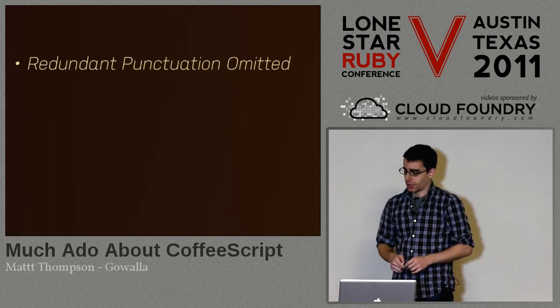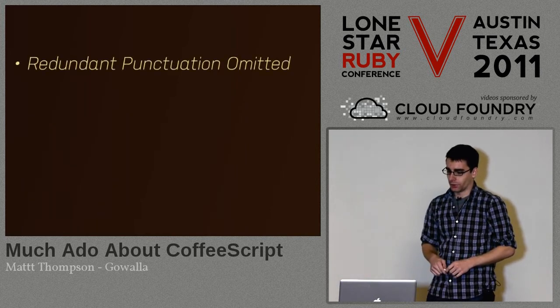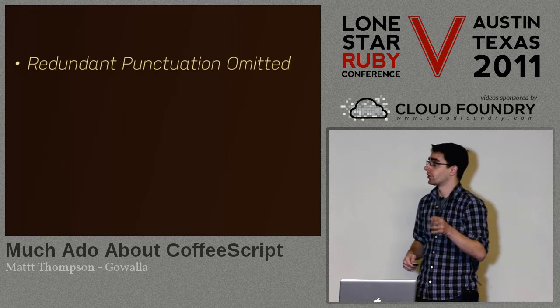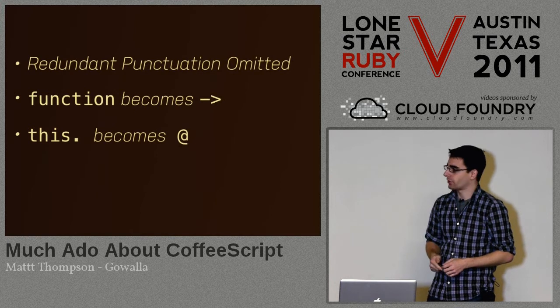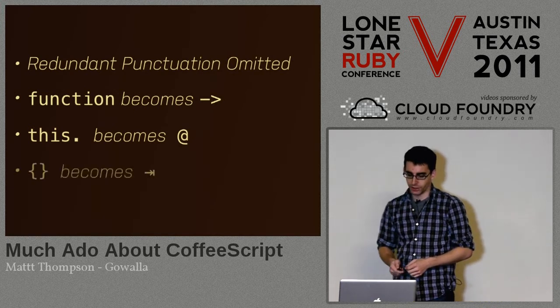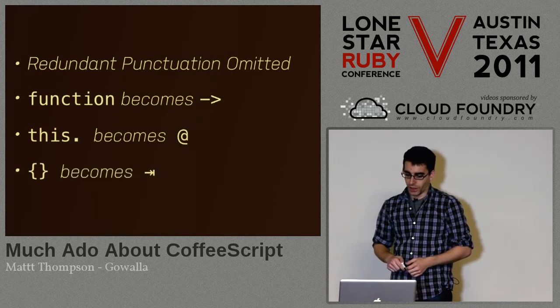All right, to drive that point even further, just bullet points. Redundant punctuation, omitted, done. Function becomes dash rocket. This dot becomes @sign. Curly braces are now tab indented.